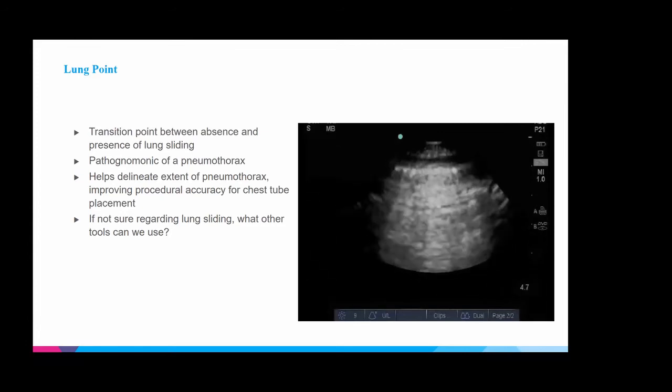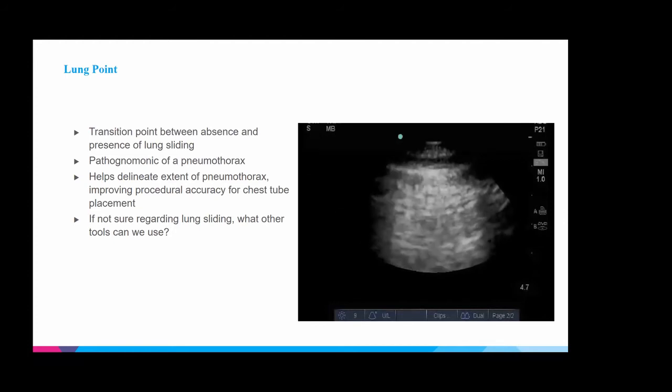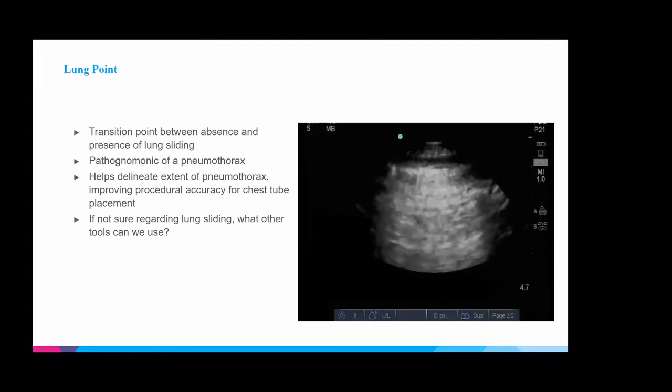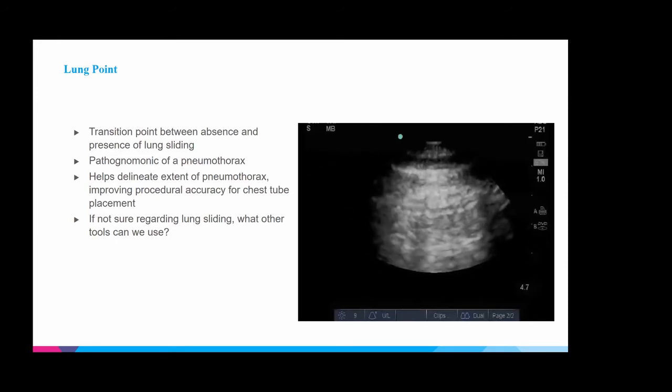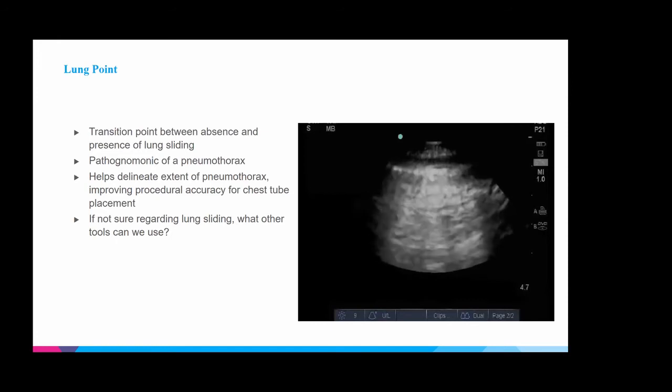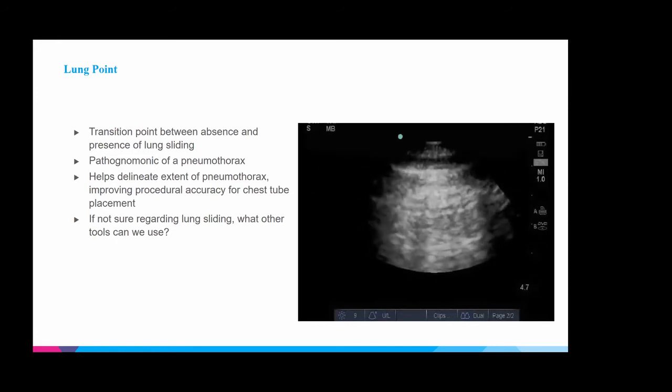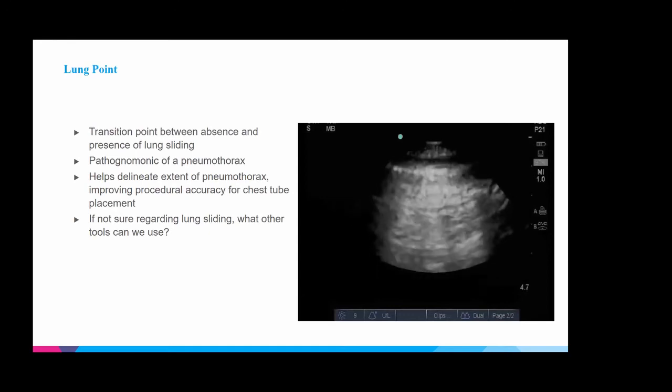It's important to not only prove that there's a pneumothorax, right? But most pneumothoraces, depending on the clinical picture, might need to be intervened on. So this is helpful to delineate the extent of the pneumothorax, where we would potentially put a chest tube in, right? We wouldn't want to damage any normal lung. So we want to put a chest tube in the area that would be the highest yield to resolve the pneumothorax. So it helps us with our procedural accuracy.